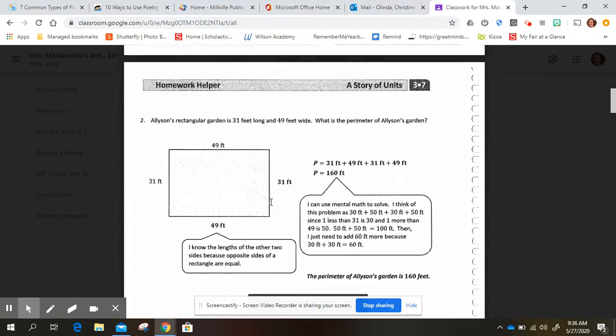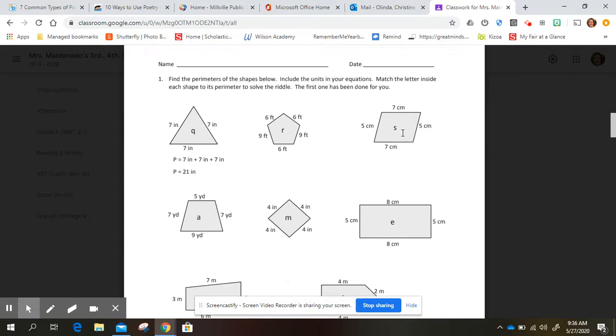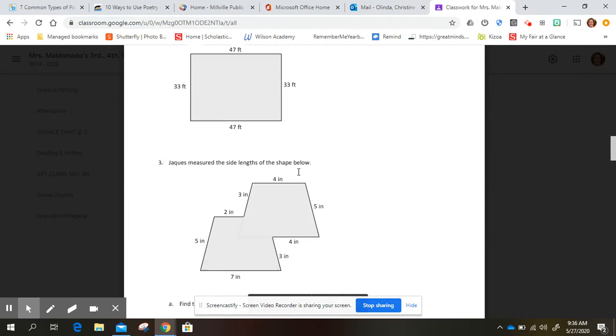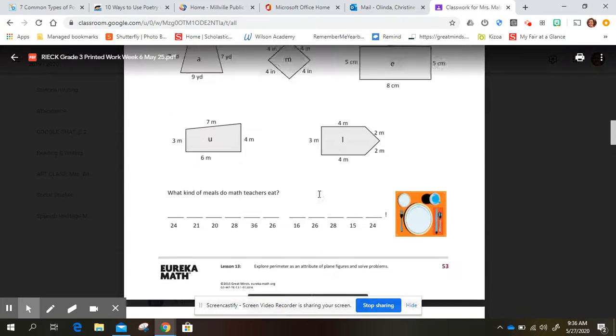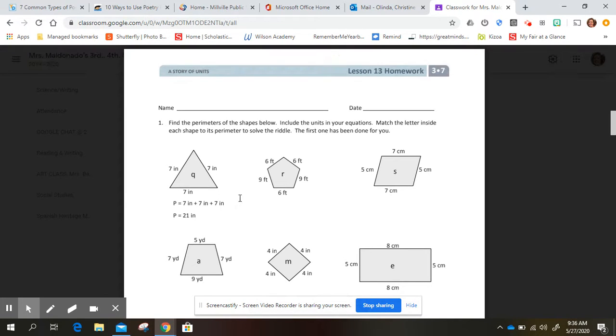Your first activity that you needed to do started here, lesson 13 homework. So I scrolled down just a few pages. You were supposed to do this page and this page for homework. All right. If you have a drawing tool, you'll have to draw on here. I have one here because I'm sharing my screen. If you don't have a drawing tool, you could write the answers down on a piece of paper, take a picture of it, and send it to Mrs. Maldonado.